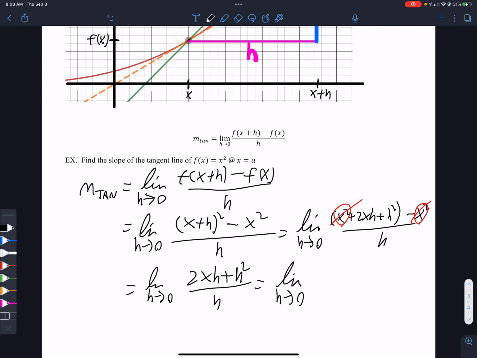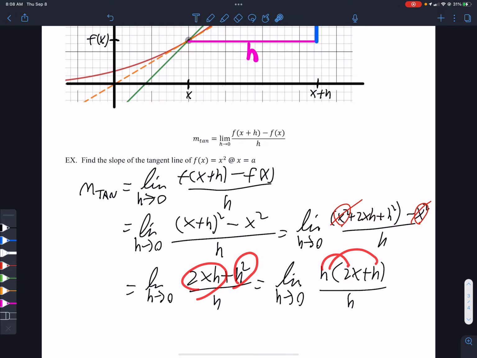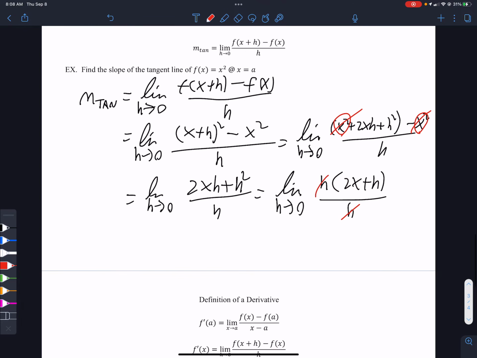So they have a common factor of h. I take h out. I'm left with that and h on the bottom. So they both have a common factor of h. If I take it out, this will give me 2x, this will give me h, so I know I'm good. And again, magic happens. Those cancel. And when I take the limit, as h approaches 0, we just get 2x.